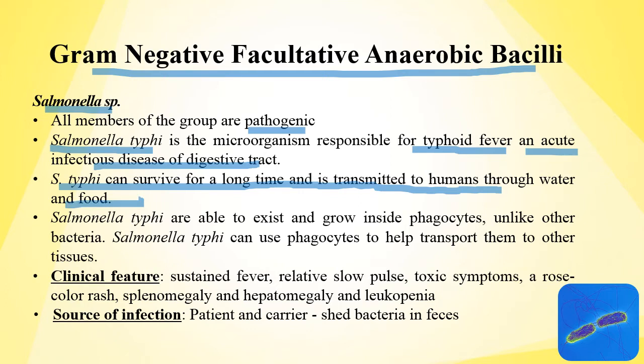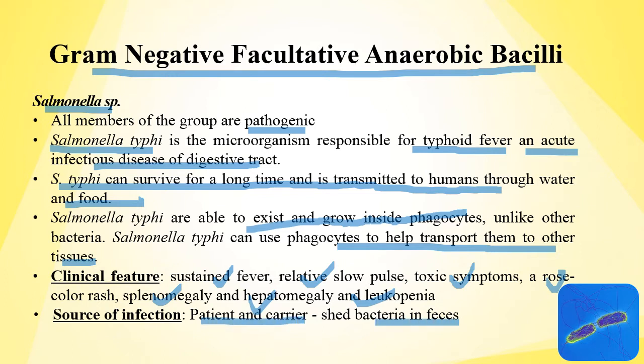Another bad thing about Salmonella is that it is able to exist and grow inside phagocytes, the immune cells, unlike other cells which are usually killed by the phagocytes. Apart from that, the phagocytosis of the cells will also help the cells to be transported to other tissues of the human body. Symptoms of typhoid fever include sustained fever, relatively slow pulse, toxic symptoms, a rose-colored rash, splenomegaly, hepatomegaly, as well as leukopenia. Usually the bacteria can be transmitted from the patient or the carrier who carries the bacteria in their feces.